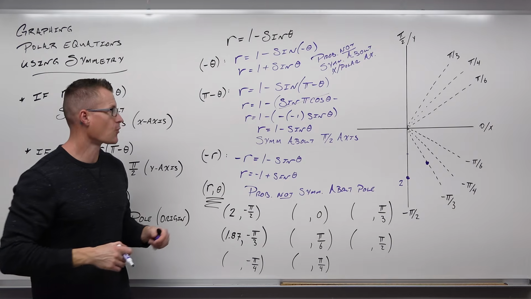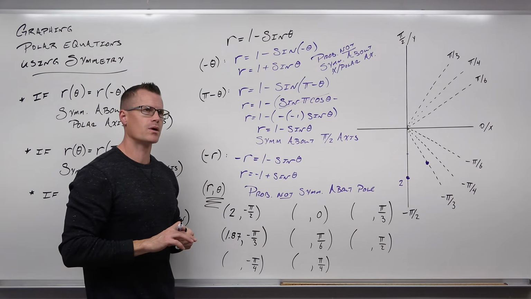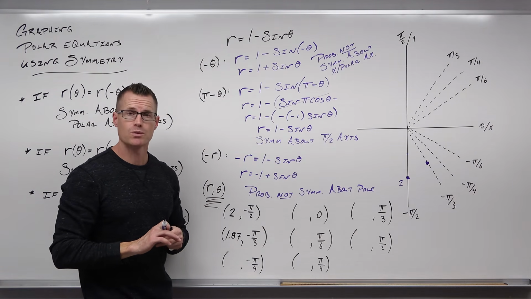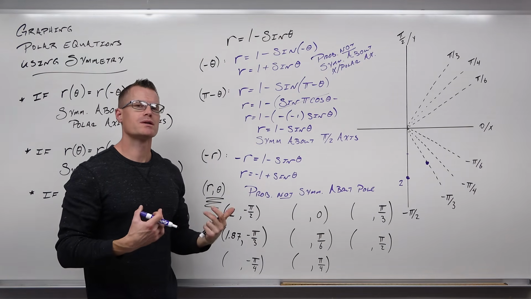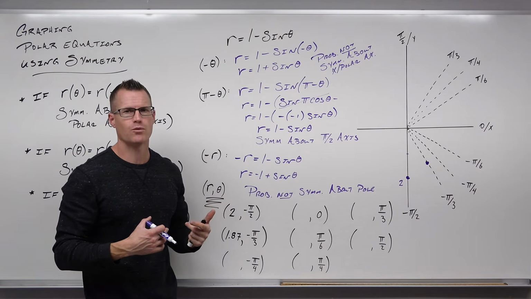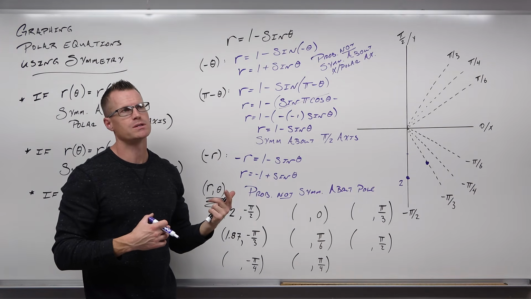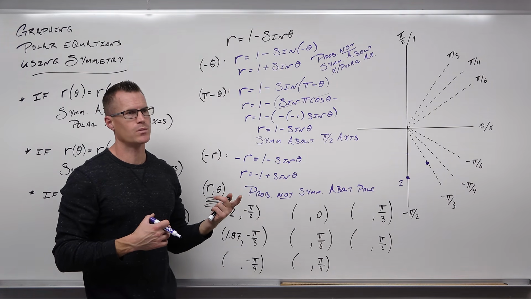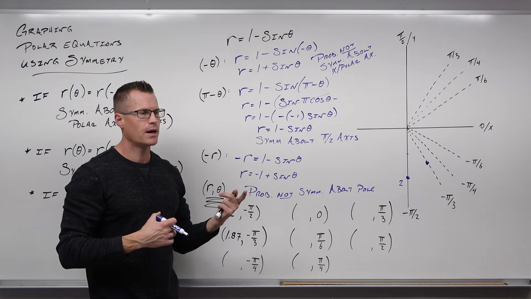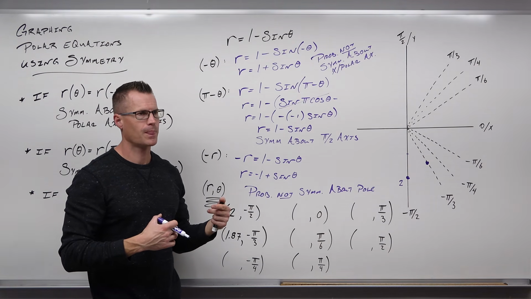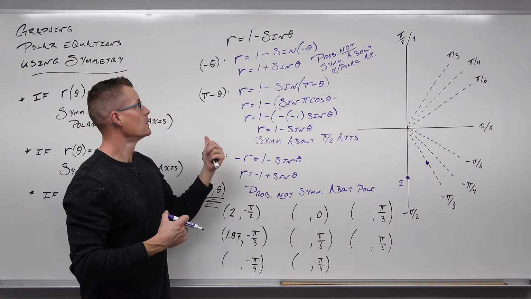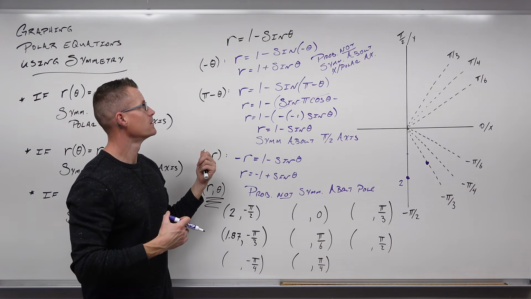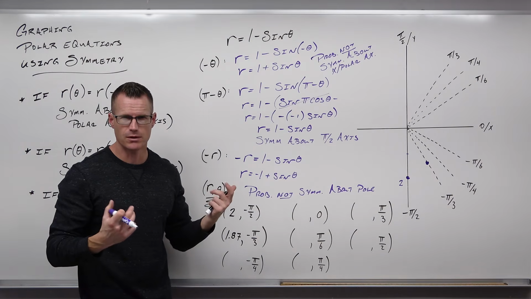Let's do negative pi over 4. Sine of negative pi over 4 is, let's see, negative square root 2 over 2. 1 minus negative square root 2 over 2 is 1 plus square root 2 over 2. That's about 2.41. No, it's not. Let's see, square root of 2 is 1.41. Half of that is 0.705-ish. So let's say positive 1.7.